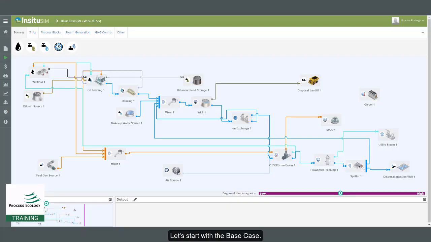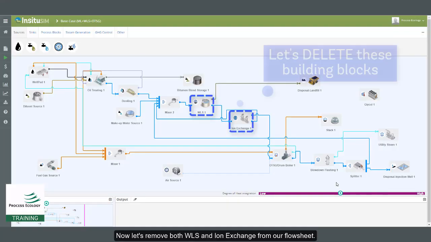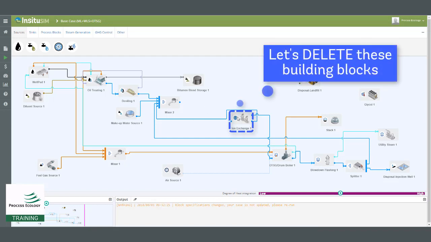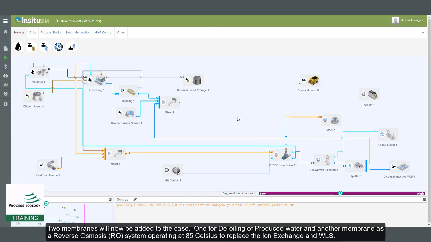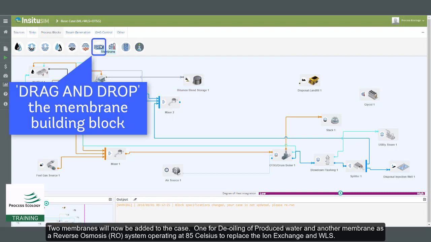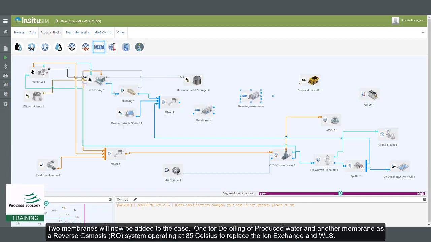Let's start with the base case. Now let's remove both WLS and ion exchange from our flowsheet. Two membranes will now be added to the case, one for de-oiling of produced water, and another membrane as a reverse osmosis system operating at 85 Celsius to replace the ion exchange and WLS.